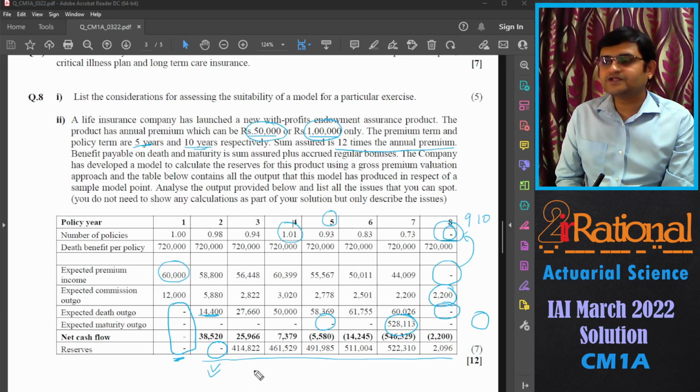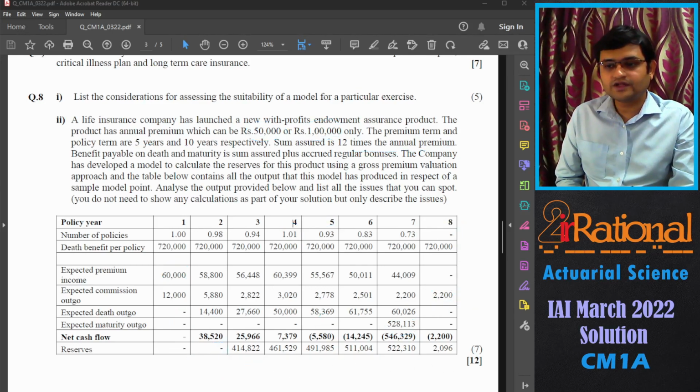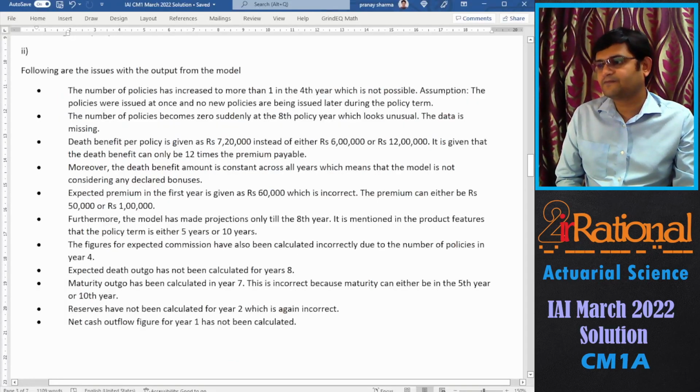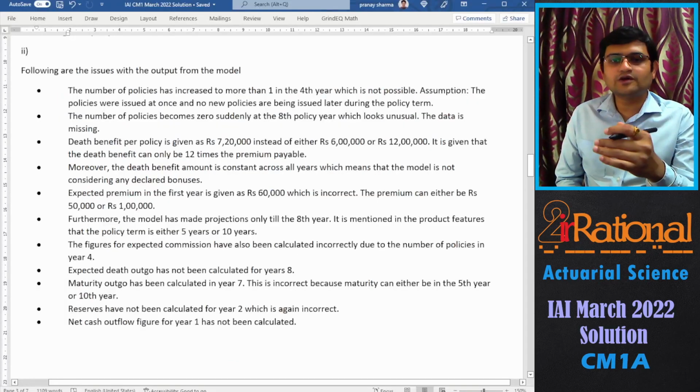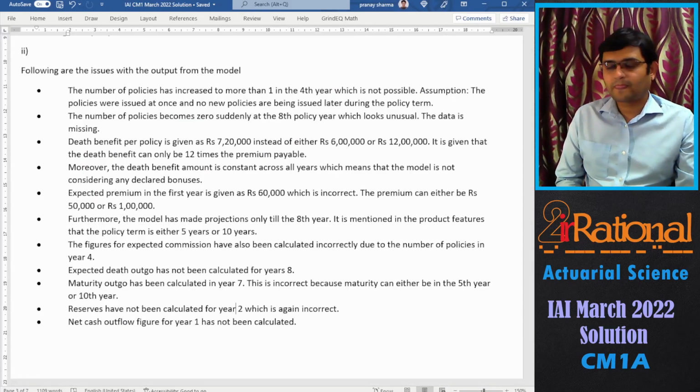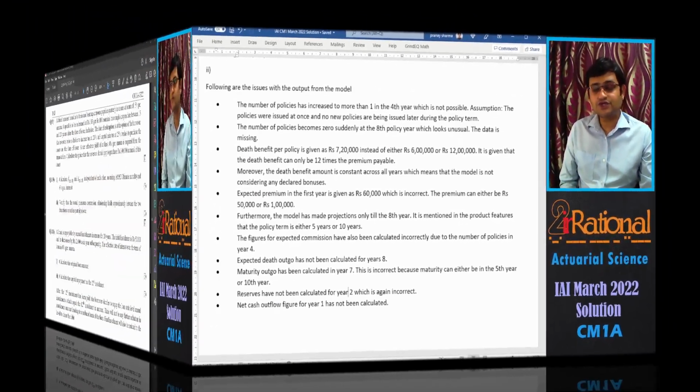So I think these are all the different points that you could specify, and that is what I have done in the solution. So these are all the points that I have just talked about. Let's see the next question.